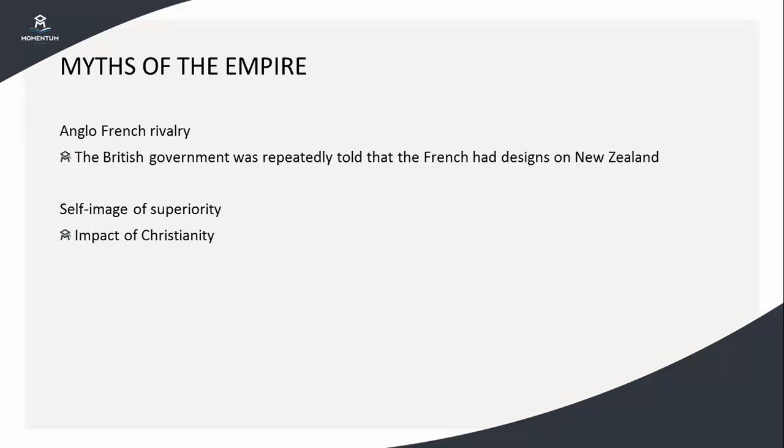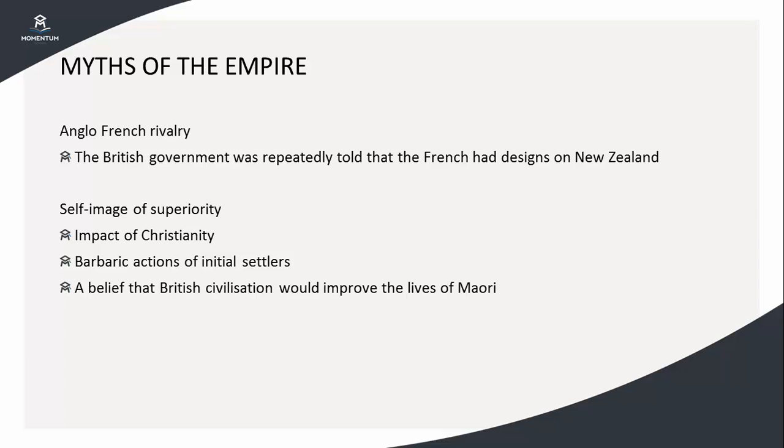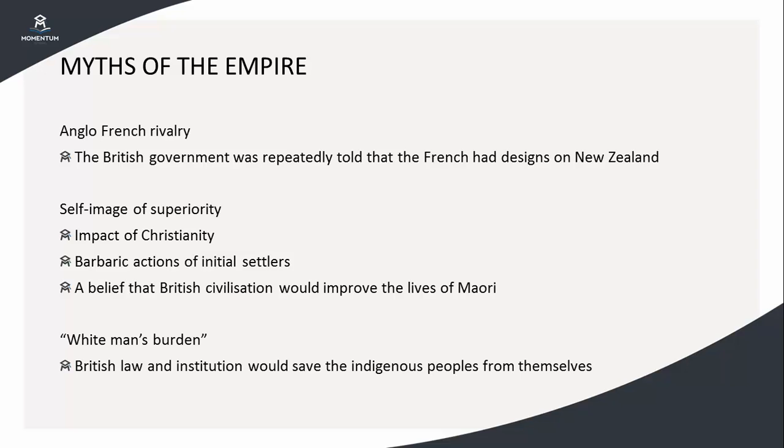This was particularly due to the impact of Christianity, and the fact that the initial settlers were quite barbaric towards Maori, and there was a desire to protect Maori from these settlers. There was the belief that superior British civilization would improve the lives of Maori. This idea is connected to the white man's burden, that sending in more settlers to establish British law and institutions would save the indigenous peoples from themselves. The ultimate acquisition of sovereignty by the British was driven primarily by these myths of the empire.